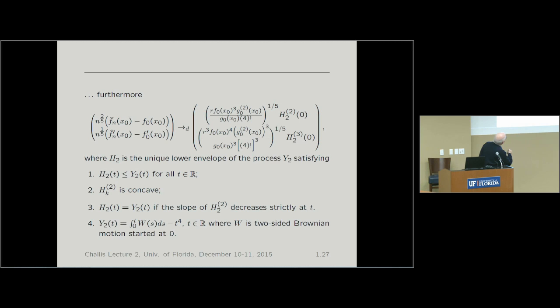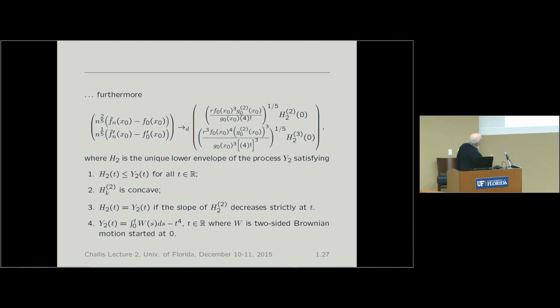Furthermore, one has the same convergence at the density level, with the 2/5 and the 1/5. H2 is the unique lower envelope of the process Y2, satisfying that. Here Y2 is integrated Brownian motion minus t to the fourth, two-sided. So anyway, we know the description of that limit, and we have this convergence.